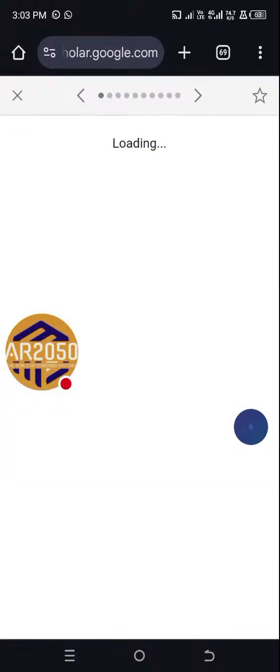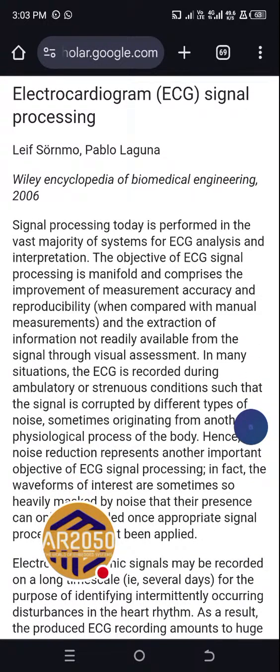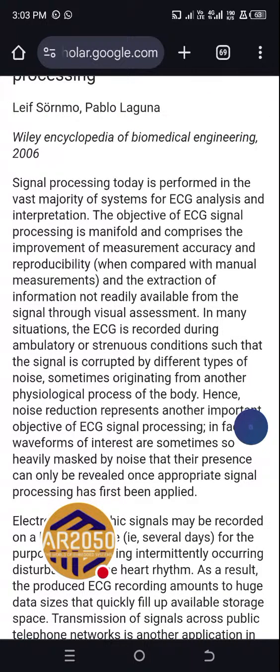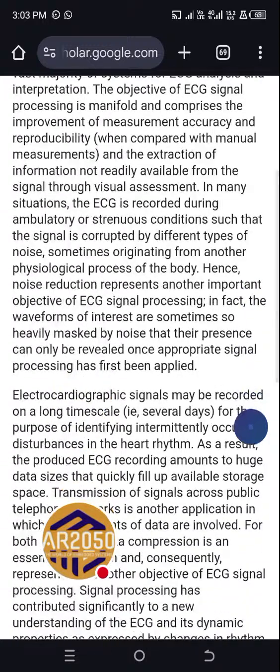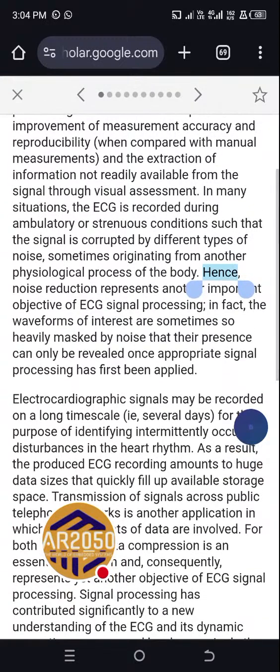And if we click on the first option, the signal processing today is performed in the vast majority of the systems, ECG analysis and interpretation. The objective of signal processing is manifold and comprises the improvement of measurement accuracy. So we need the signal processing so we can improve the ECG from the noisy environment and get the actual patient's data. The noise reduction represents another important objective.